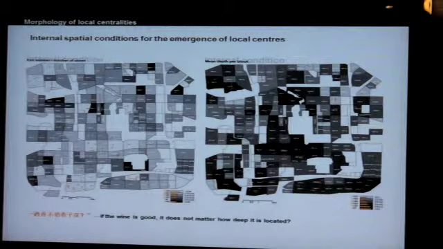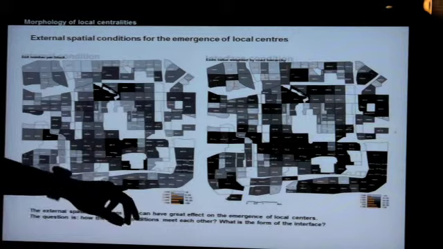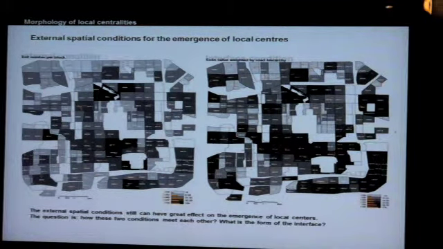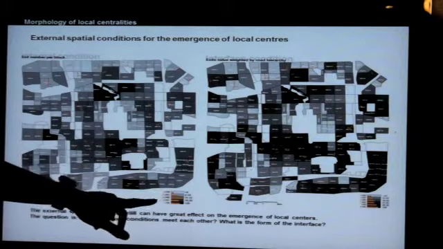And when I look at the external spatial conditions, for instance on this map, I show the number of exit per block. So the dark neighborhoods have more exit, but the tendency is not very clear.